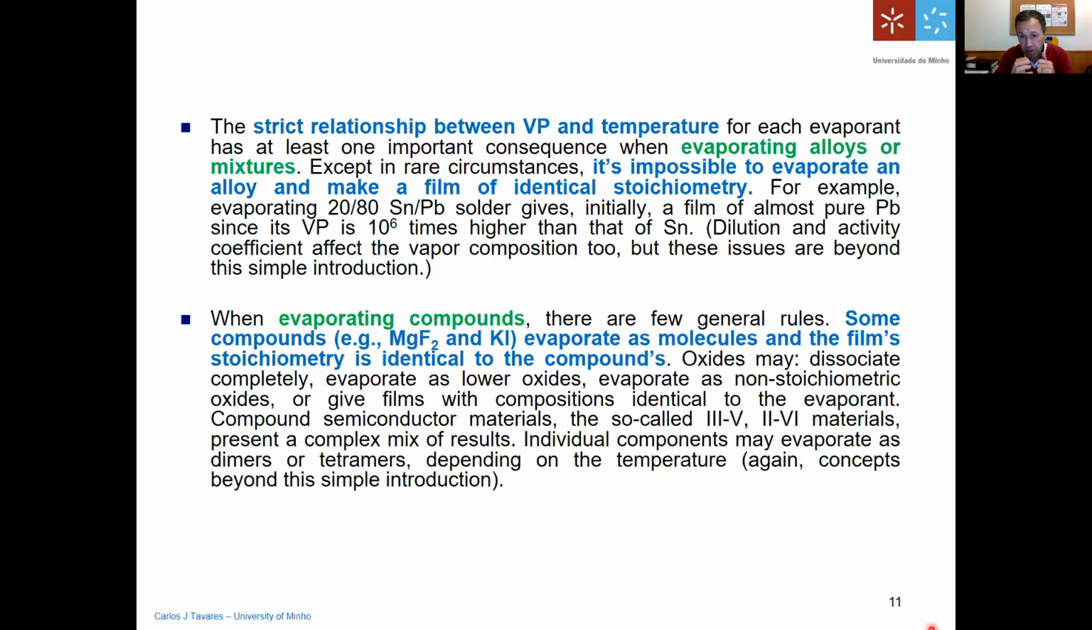Compound semiconductor materials, the so-called 3,5 from group 3,5 or group 2,6 materials, present a complex mix of results. So individual components may evaporate as dimers or tetramers, depending on the temperature. Again, these compounds really need an in-depth understanding, and perhaps you should read the literature when trying to understand the kinetic evolving evaporation of this kind of mixed oxides or mixed constituents of the groups 3,5 and 2,6 materials.